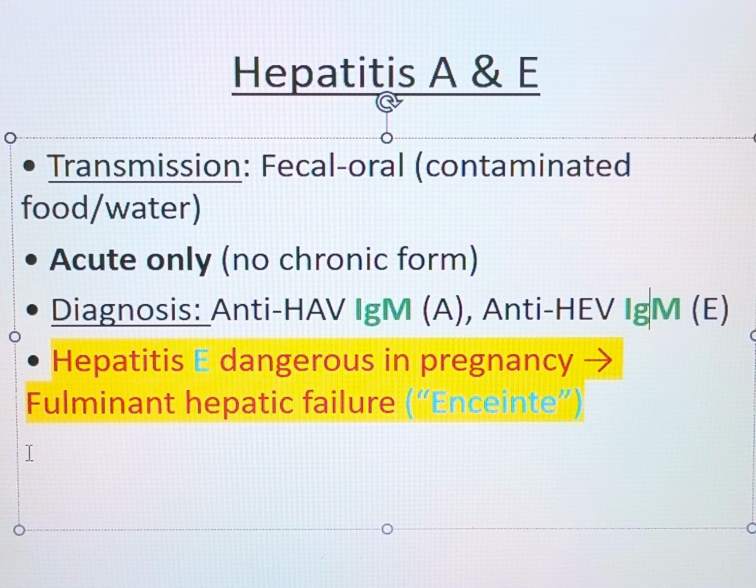A key point distinction is that hepatitis E is very dangerous in pregnancy because it can cause fulminant hepatic failure, which is acute liver failure, and eventually lead to death. To remember this, pregnancy in French means enceinte, and it starts with the letter E. So as hepatitis E, that is why this can be a way to remember that hepatitis E is linked with pregnancy, and it can lead to fulminant liver failure.